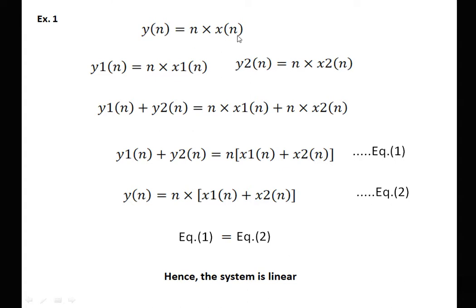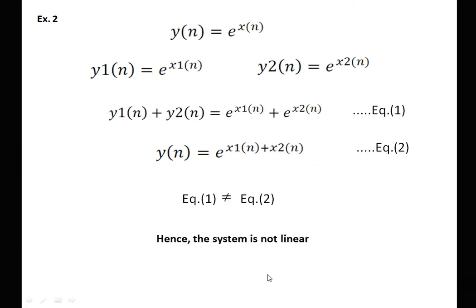In the second case, we will replace this x by x1[n] plus x2[n]. So we are getting y of n is equal to n into x1[n] plus x2[n], and this is our equation 2, and we can see that equation 1 and 2 are same, therefore system is linear in nature. Now we see the example 2.